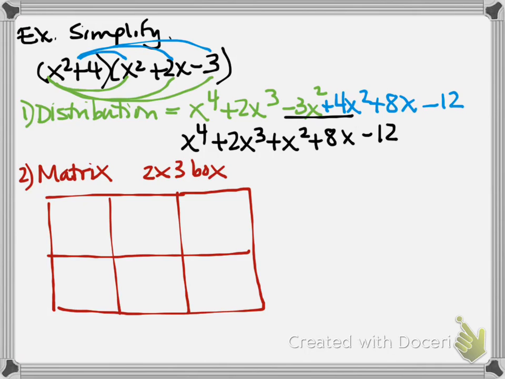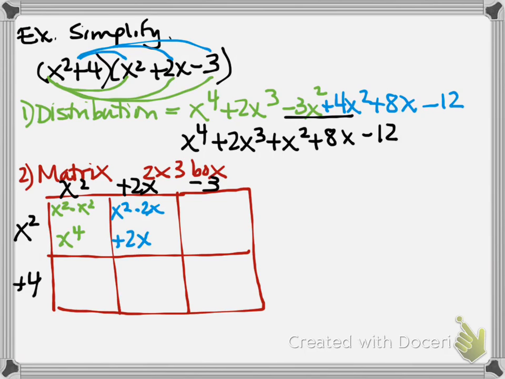So along the left side, I've got the x squared plus 4. Along the top, I have x squared plus 2x minus 3. And then I figure out the area of each of the boxes. So x squared times x squared gives me x to the 4th. And the next one, I've got x squared times a positive 2x is a positive 2x cubed. And in the next box, I've got x squared times negative 3 is a negative 3x squared.